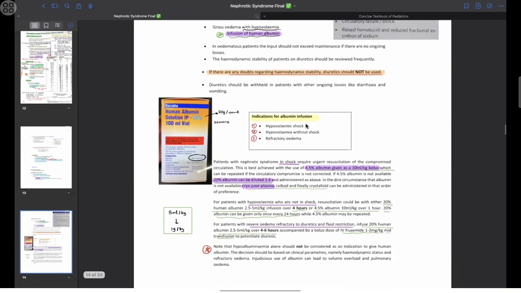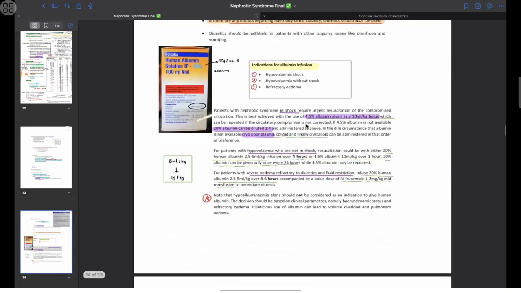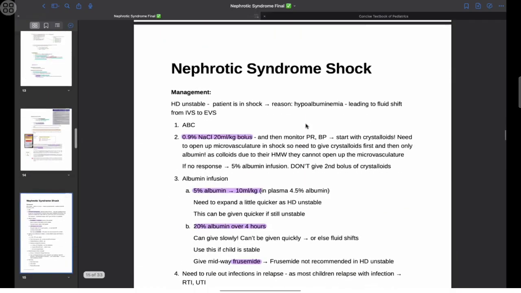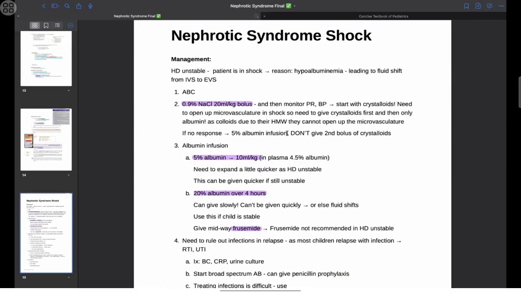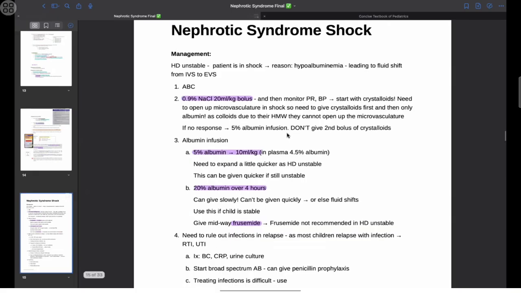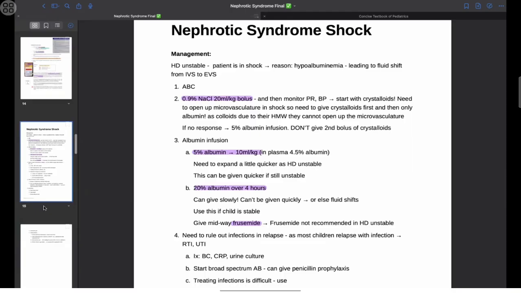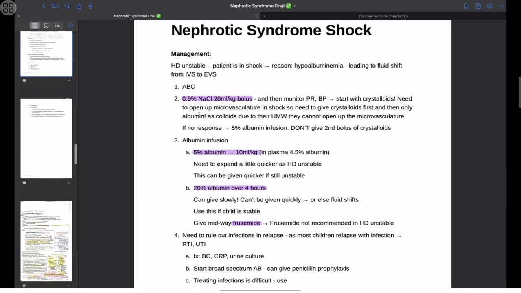What else I want to say is the management of shock. Moving on to the management of shock in nephrotic syndrome, the patients who come with shock. This is from the note that we had, which is actually Randhur's management. So just know this: if the patient is hemodynamically unstable and in shock, it is because of hypoalbuminemia, where there is a fluid shift from the intravascular space to the extravascular space.